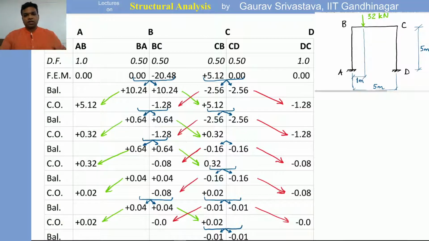Okay, so we are solving this problem now. Again, the first row is going to be the label of the joints, then the label of the members, then we have the distribution factors, and then the fixed end moments. Now, here we are just following the earlier process of balance and carryover, balance and carryover.